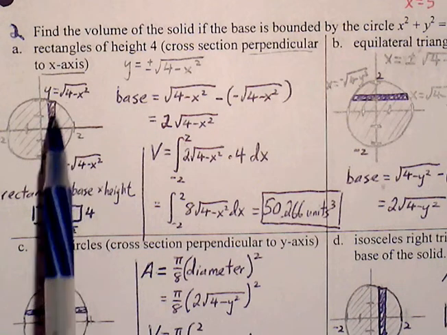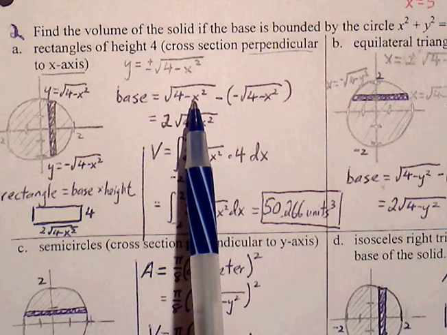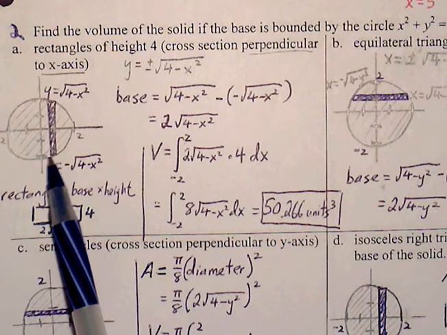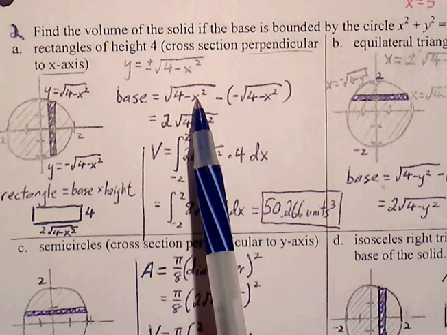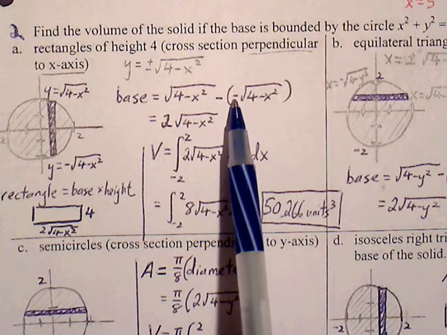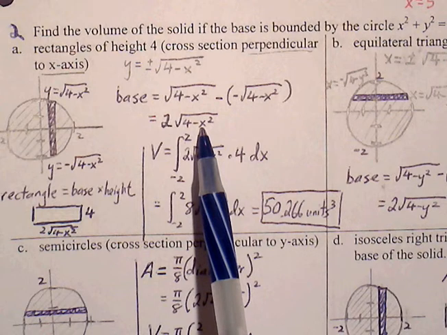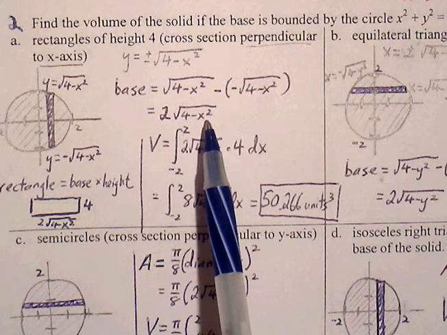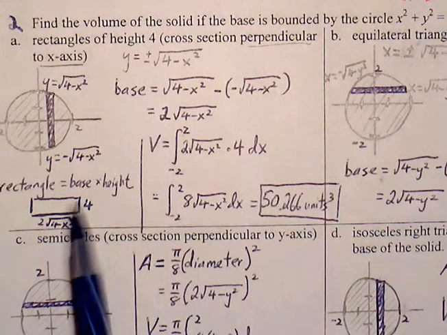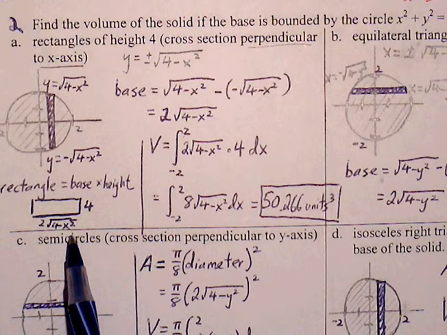And so the top of this base is touching the graph root 4 minus x squared. The bottom of the base is on the graph negative root 4 minus x squared. So we do top graph minus the bottom graph. The two negatives cancel out, so our base is now represented by 2 root 4 minus x squared. And we're going to adapt this into the area of a rectangle. So I'm going to draw a rectangle here. The base is the 2 root 4 minus x squared.